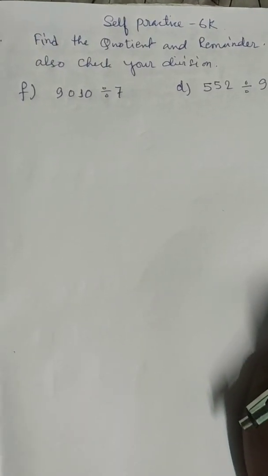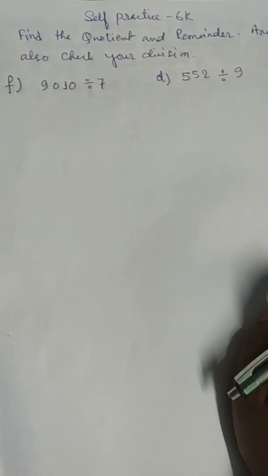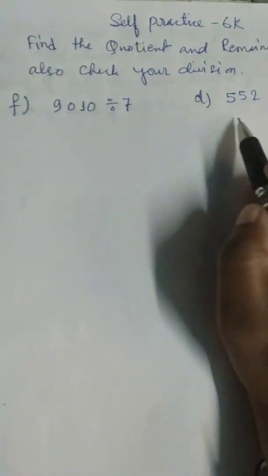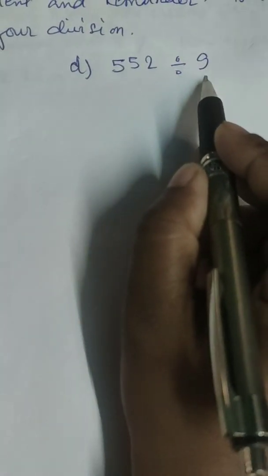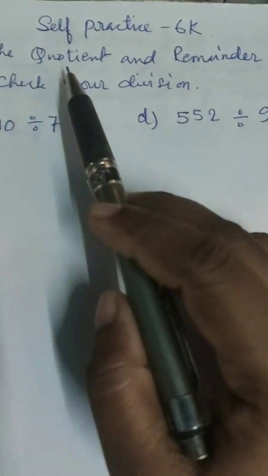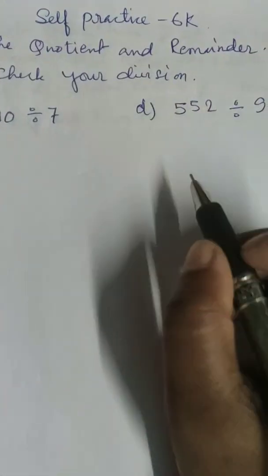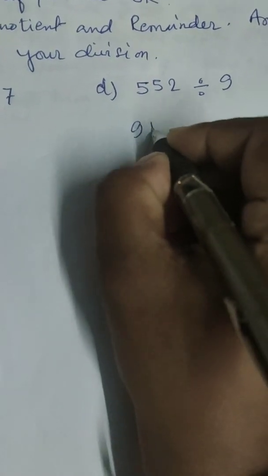So now let's start self practice 6K. Find the quotient and remainder and also check your division. So we will start with question number D. Here the dividend is 552 and the divisor is 9. So you have to divide 552 by 9, and then write the quotient and remainder. Then you have to check your division. So let's start. First we will do the division.